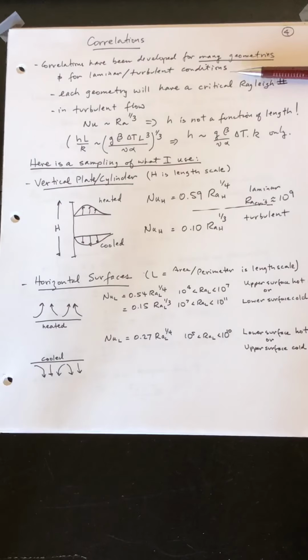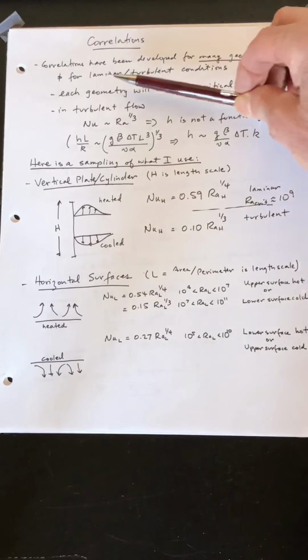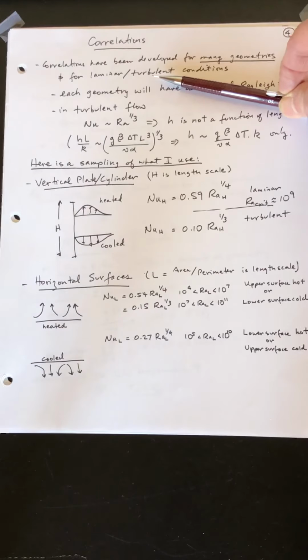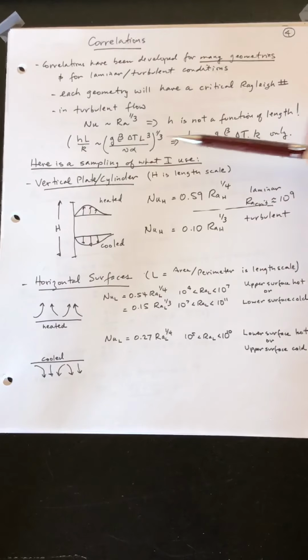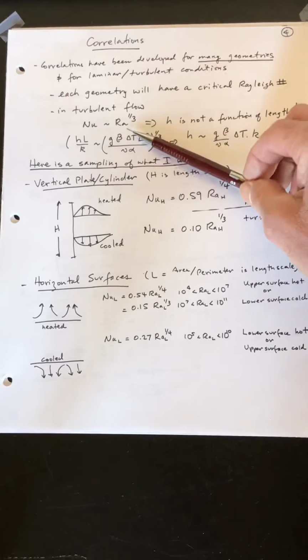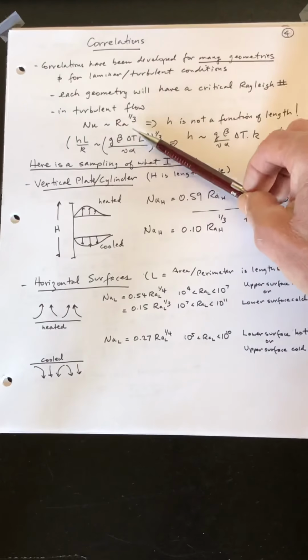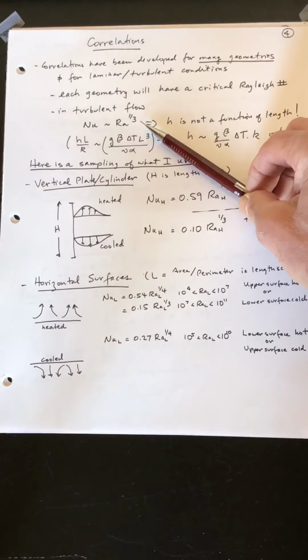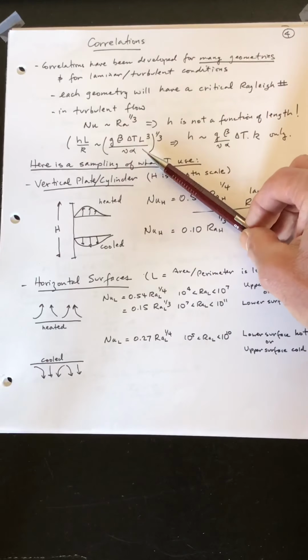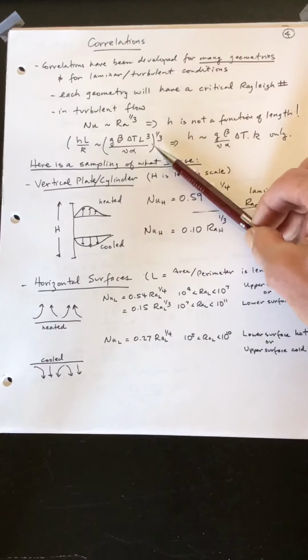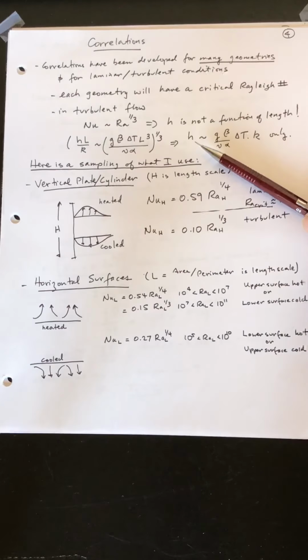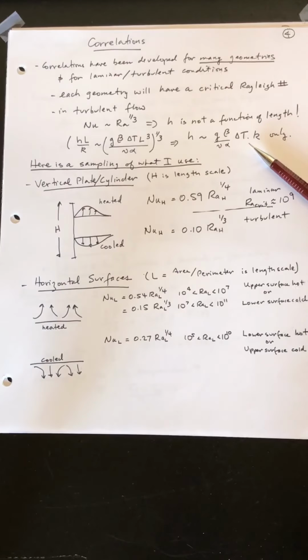One thing to consider is not only the geometry, but whether it's laminar or turbulent flow. And interestingly enough, when you go to turbulent flow, the Nusselt number is proportional to the Rayleigh number to the 1/3. And so when you look at the mathematics, the L's cancel out, and the heat transfer coefficient is really just a function of the temperature difference. And here's what I use for these various geometries.